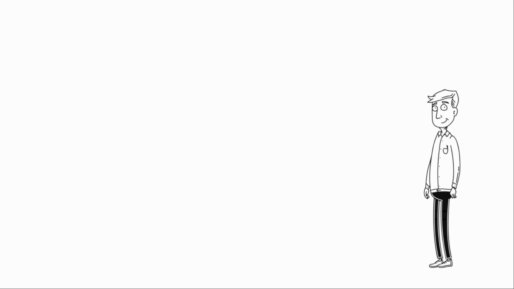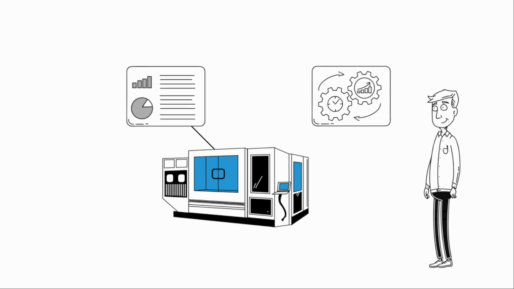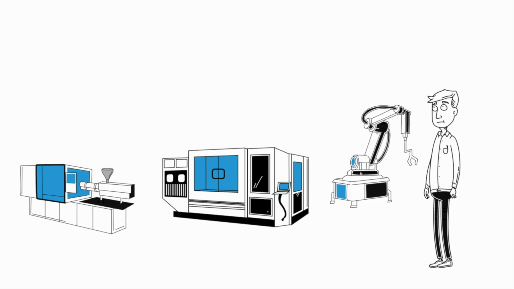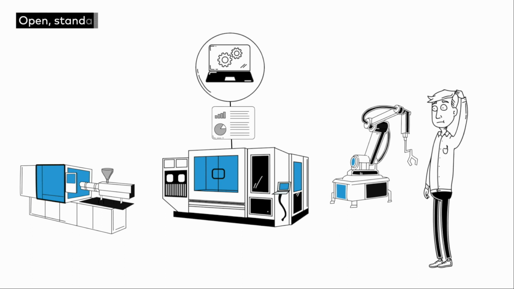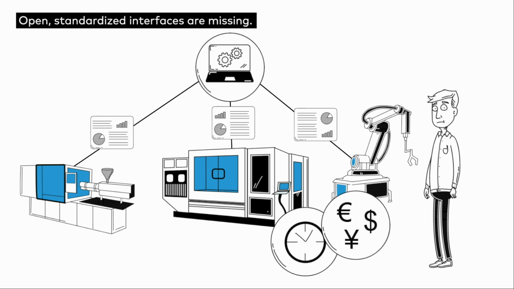This is John. John's a plant manager. He wants to make his production more efficient. For this, he needs an overview of the data from his machines. John is not happy. He has various machines of different ages from different manufacturers and with different controllers. But it's not possible simply to connect them to his existing IT system. He needs to have interfaces programmed individually. That costs a lot of time and money. Moreover, some data is not even being recorded at present.